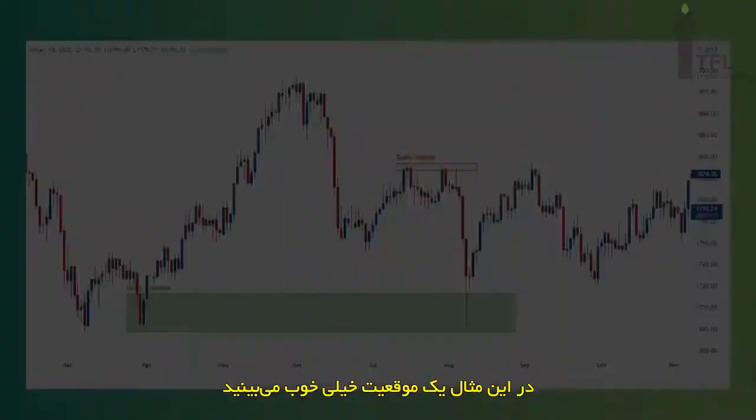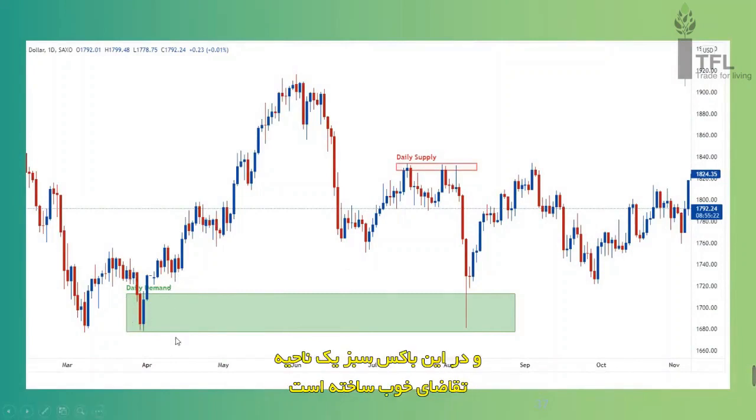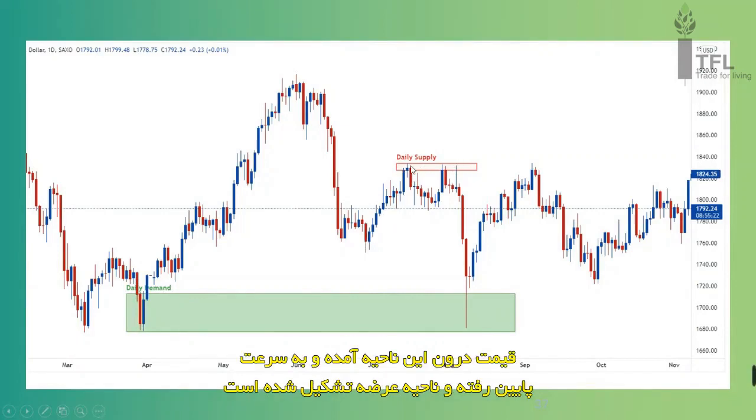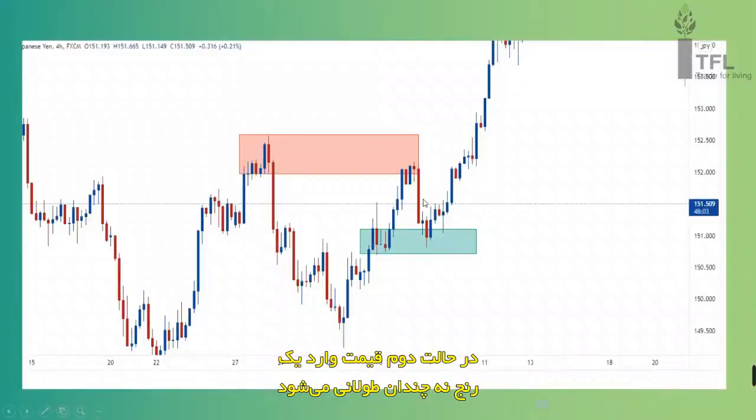So an example here of the nice catch: you can see the price moves down quickly and then moves back up, so it creates a very nice demand zone at this green box over here. Similarly, this red box here is a small one. It comes into this area and quickly creates a supply zone right on top. When the price comes back, it reacts and then drops. So this is what we call a nice catch.